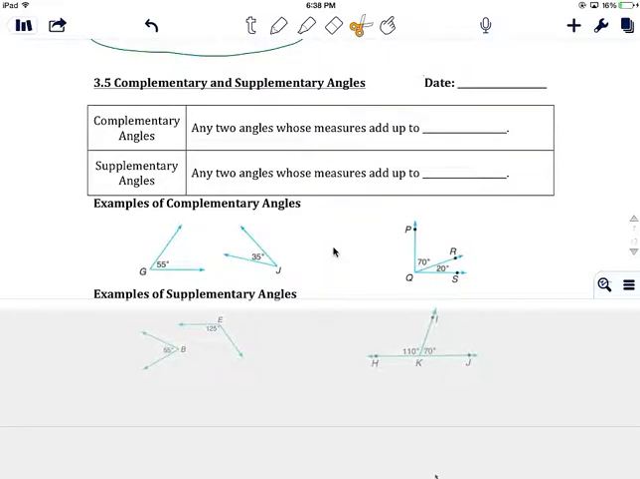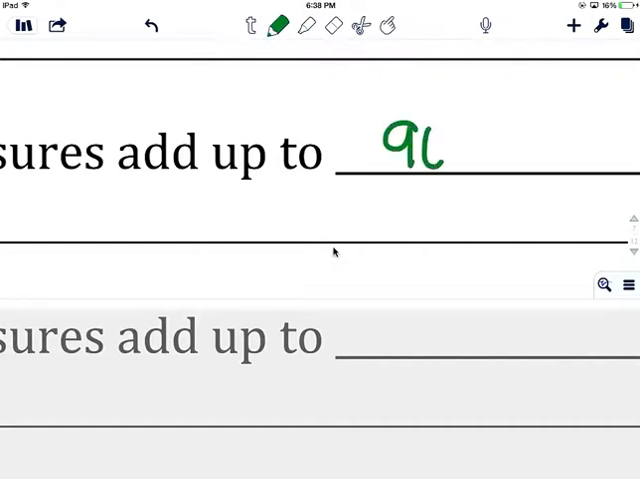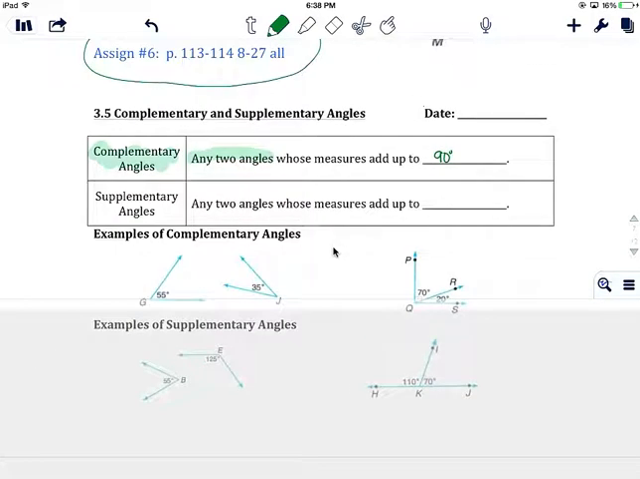So we're going to do complementary and supplementary angles today. Two key words that we definitely should highlight, make note of. Complementary angles are any two angles whose measures add up to 90 degrees. The second angle pair that we've got here are supplementary angles. That's any, again, two angles, but now what they add up to is going to be different.